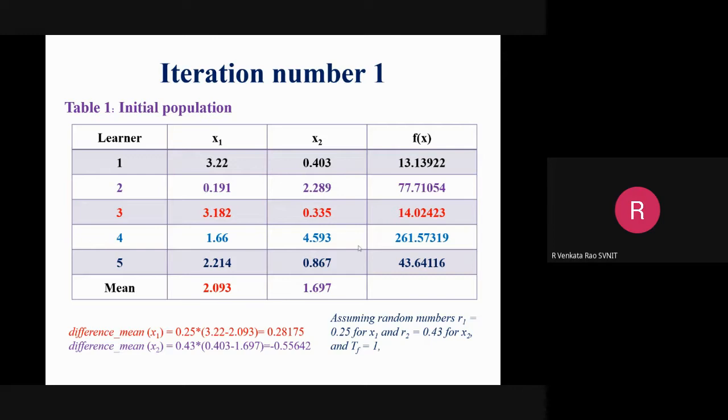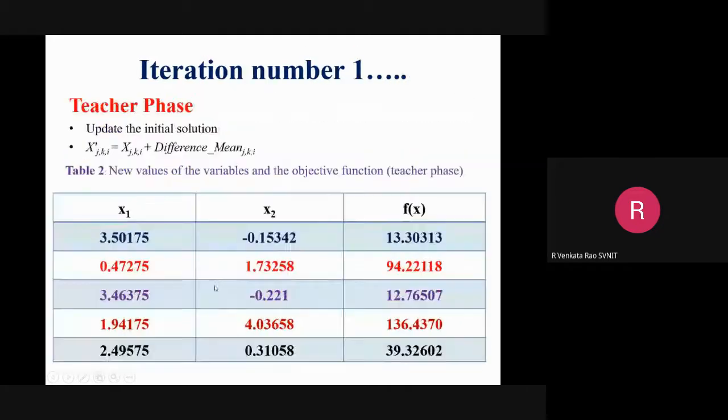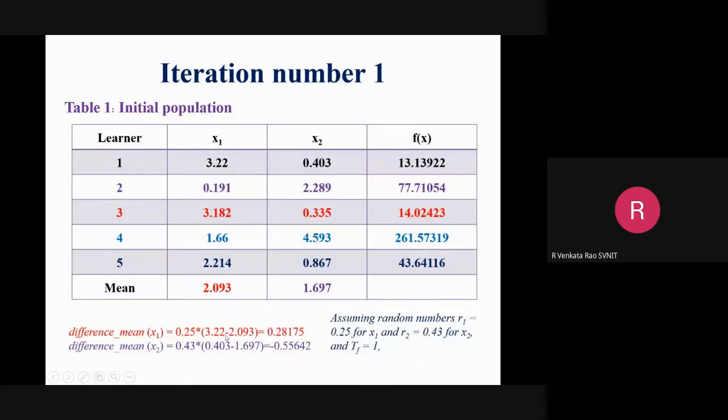Let us say for demonstration's sake, the random number for x1 is 0.25. Some random number multiplied by the best x1. Now what is the best fx value here? 13.13922. So the corresponding value of x1, 3.22, is called best x1 and 0.403 is called best x2. So to calculate difference mean x1, we do some random number r multiplied by best x1 minus mean of x1. Best x1 is 3.22 and mean of x1 is already calculated here, 2.093. Please understand how difference mean x1 is calculated: some random number multiplied by best x1 minus mean of x1. That value is 0.28175.